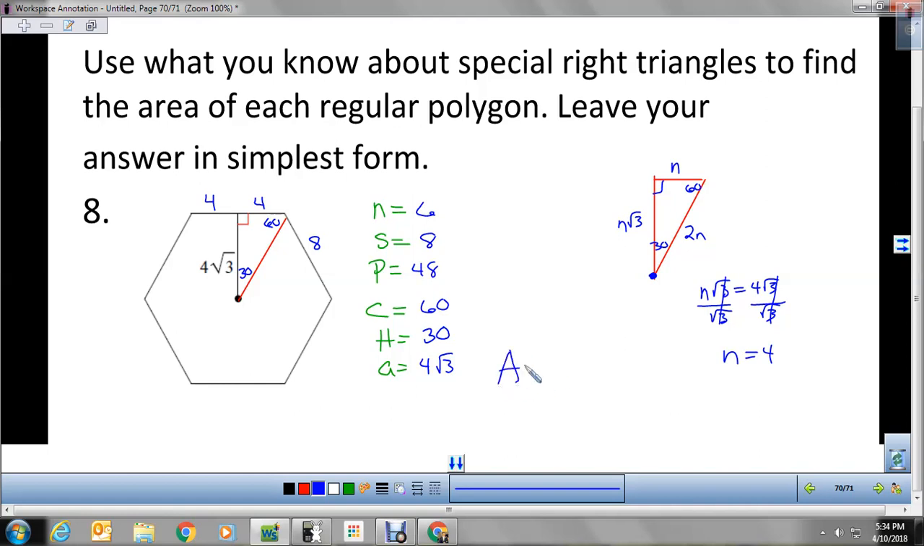Now, area is equal to 1/2 perimeter, 48, times apothem, 4 radical 3. So we can do half of 48, which is 24, and 24 times 4 is going to be 96. So 96 radical 3 is our answer.